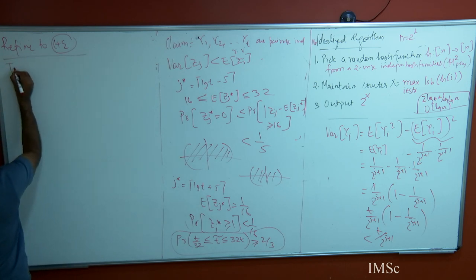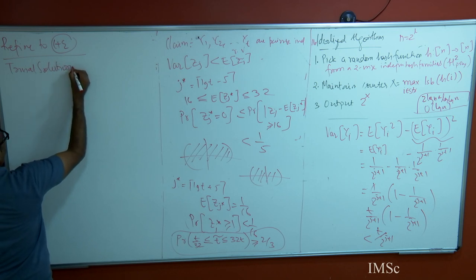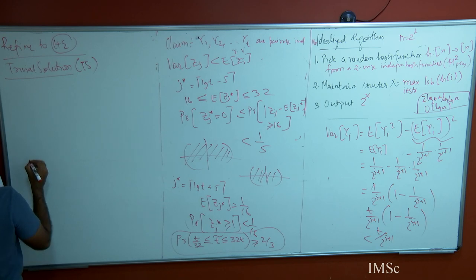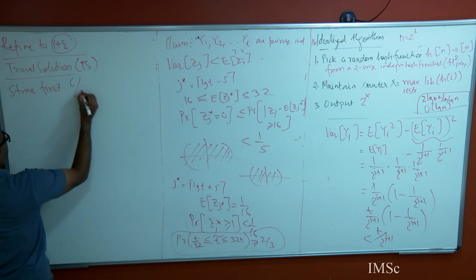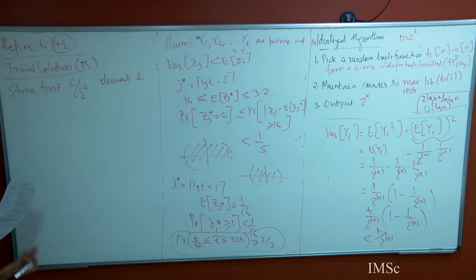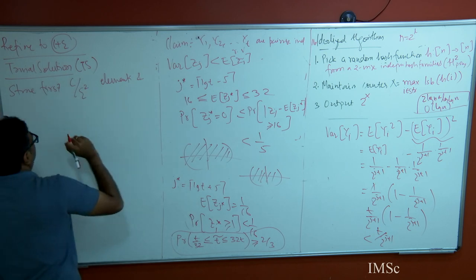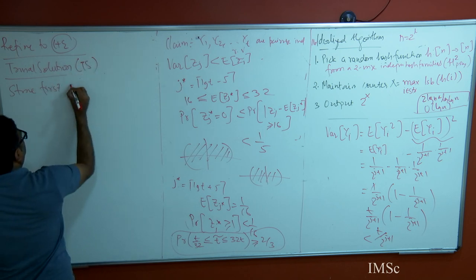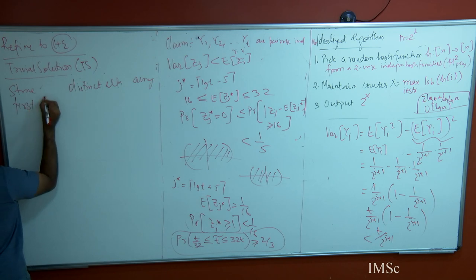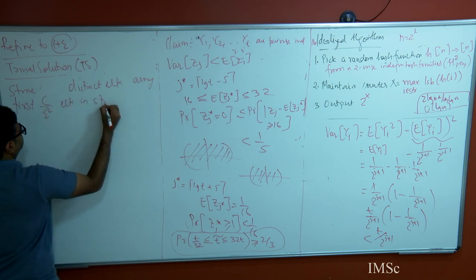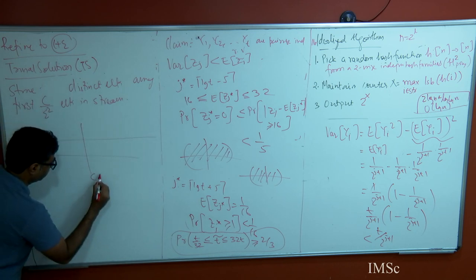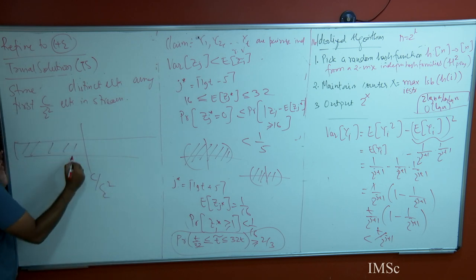Here's my trivial solution. We'll call this TS. It stores the first C over epsilon square elements, and stores the distinct elements among the first C over epsilon square elements in the stream. That's it. So here's a counter. The first element comes, here's the stream coming, and here's the number C over epsilon square. Among these, it will store all the distinct elements.